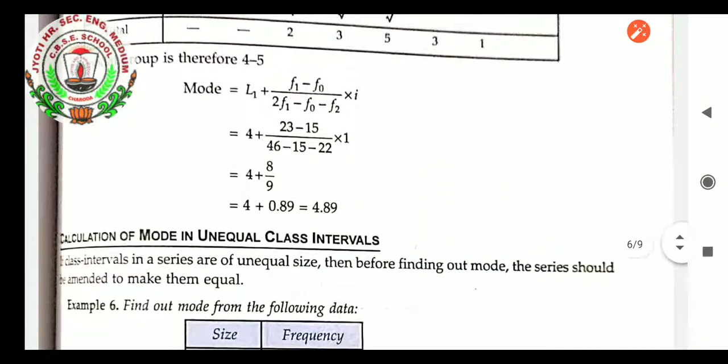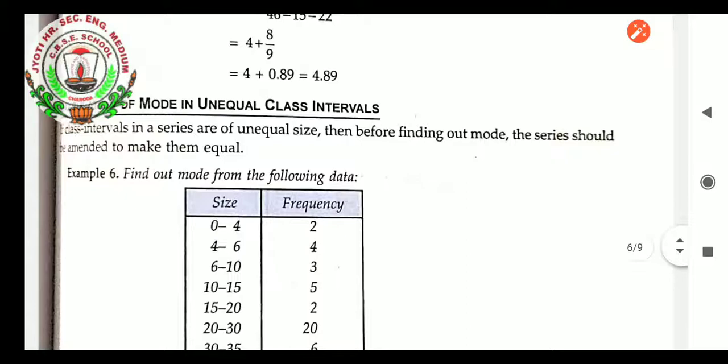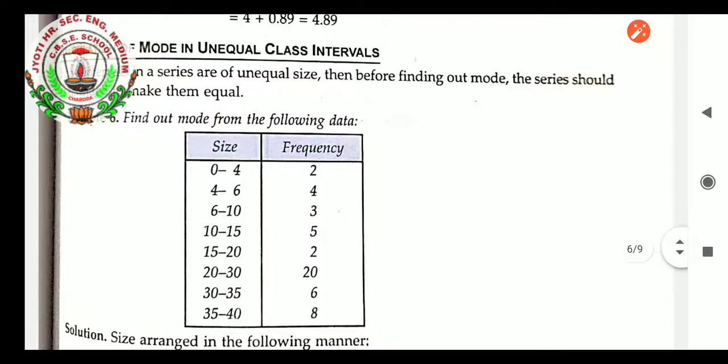Calculation of mode in unequal class intervals. When the classes are not equal, how will we calculate the mode? If the class intervals in a series are of unequal size, then before finding out the mode, the series should be adjusted to make them equal. How can we find out the mode from the following data: size, frequency. The unequal classes: first class 4 difference, second class 2 difference, third class 4 difference, and the next class 5 difference.